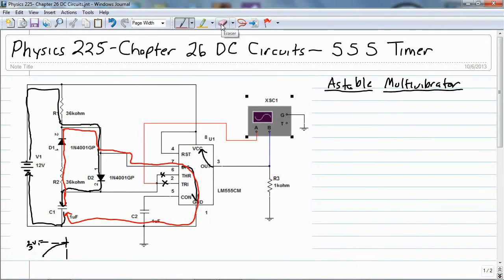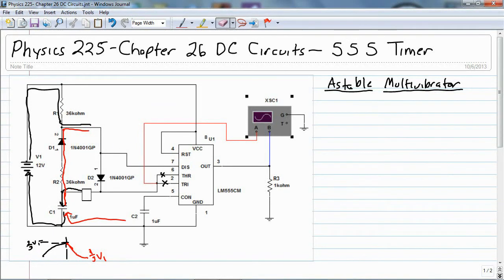So let's take a look at the circuit. Oh, and this potential across the capacitor is going to drop to about 1/3 of V1. So 1/3 and 2/3, those are the important numbers to know. So let's take a look at how we can calculate these values.